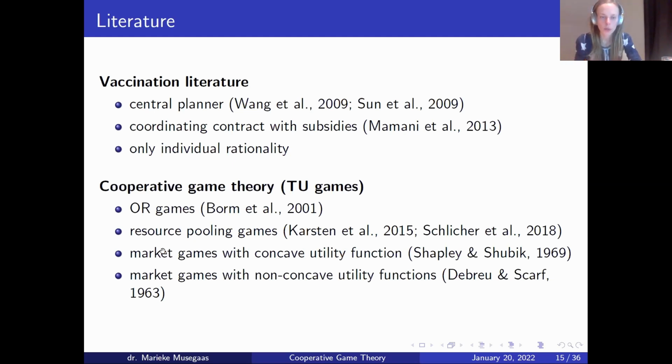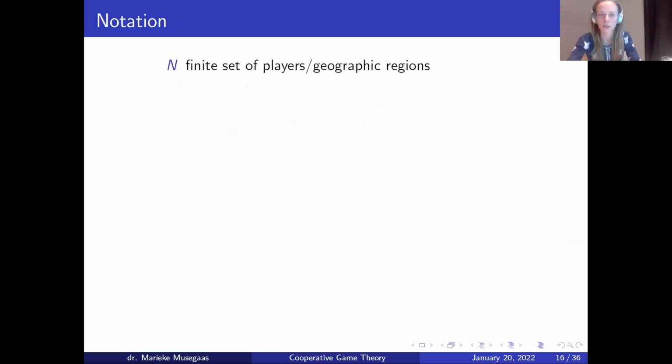What we will do is formulate our game as a market game as well, but not with the concave utility function, but with a convex concave utility function. Okay, here it is. So we're doing some mathematics. We want to model a certain situation, so we need notation for our model. So let N be the finite set of players, and those players are, for example, countries or geographic regions.